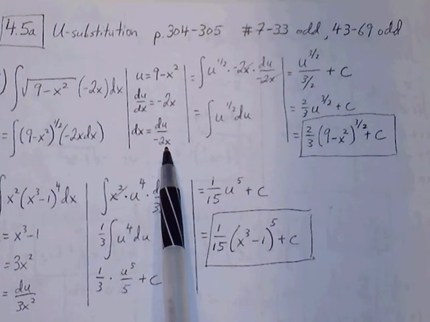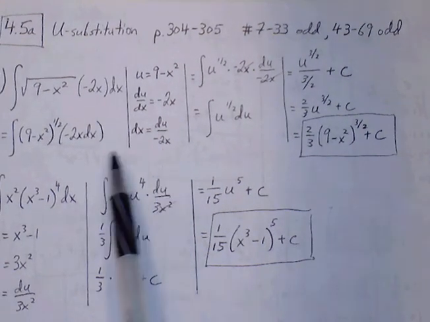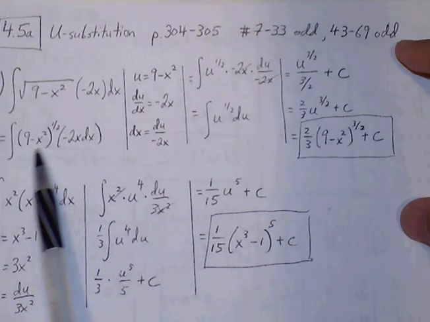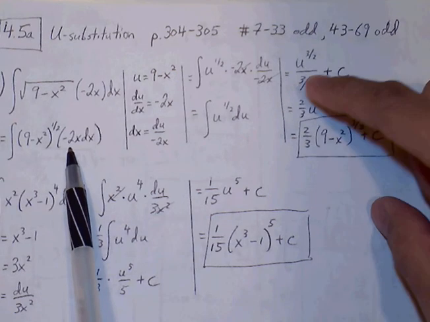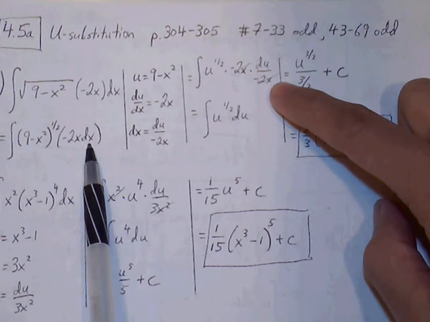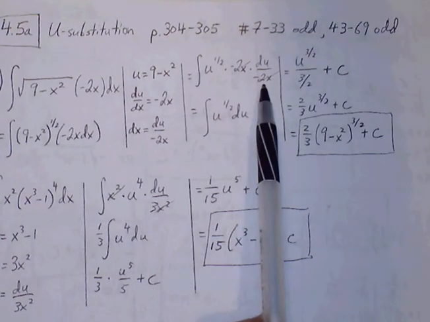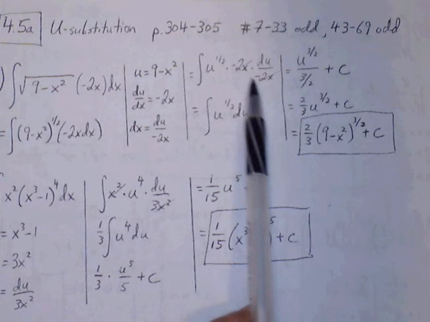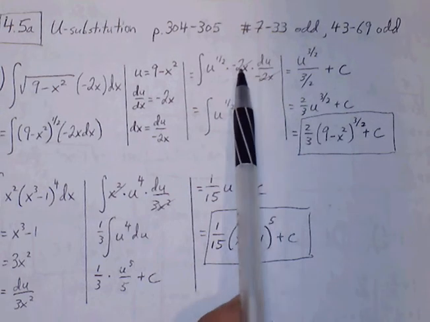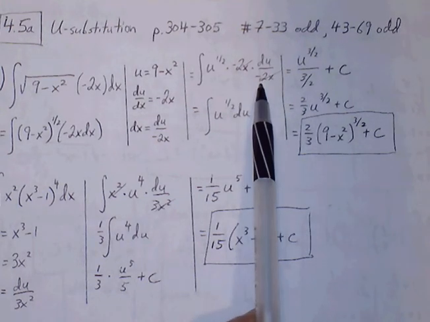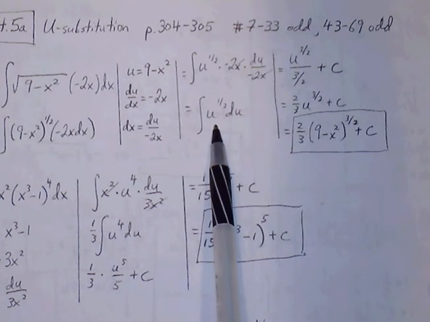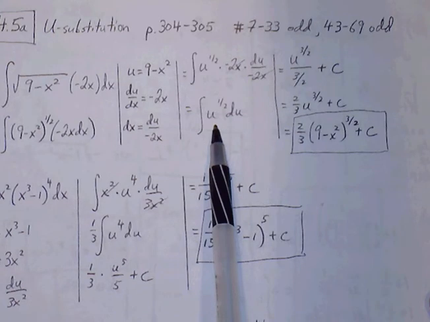Okay, so now we can make our substitution. 9 minus x squared gets replaced with u. Negative 2x doesn't get replaced, so we leave that alone. And then dx gets replaced with du over negative 2x. Okay. The x's cancel out, and so do the negative 2's. But we only require the x's to cancel out. The constants may or may not cancel out. So in this case, they do cancel out. So we're left with the clean problem that we can find the antiderivative.